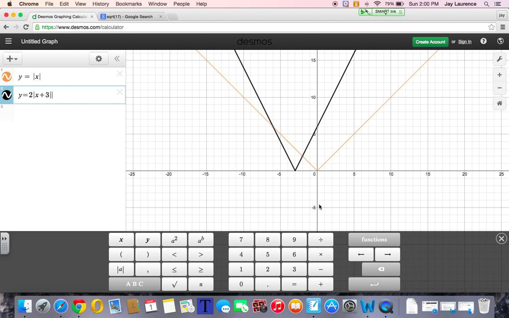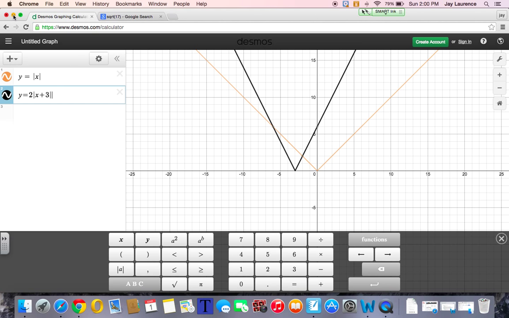Now wait a minute, the black V looks a little bit different than the original V, the brown or gold or whatever color that is. Look at that. This one, to go to the next point, we rise 1, run 1, rise 1, run 1, rise 1, run 1. Here we rise 1, go back 1, rise 1, go back 1, rise 1, back 1. Here we're rising 2 and running 1, rising 2, running 1, rising 2, running 1.